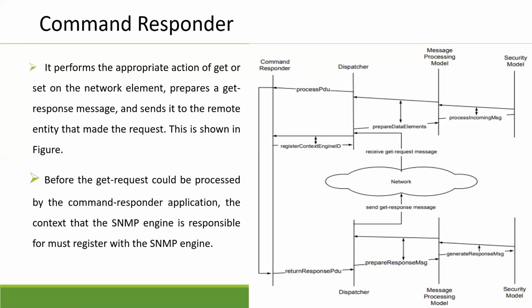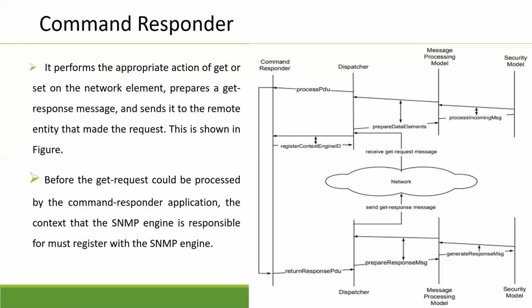The message is passed to the dispatcher. Simply follow the diagram. The message is passed to the dispatcher using the return response PDU. So the NPM prepares the response message, the SM performs the security function, and the dispatcher eventually transmits the get response message on the network.